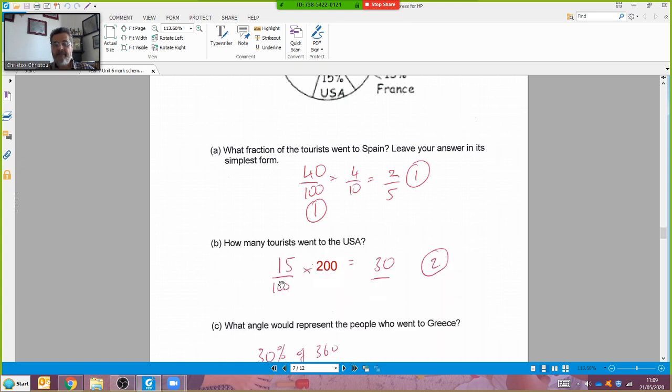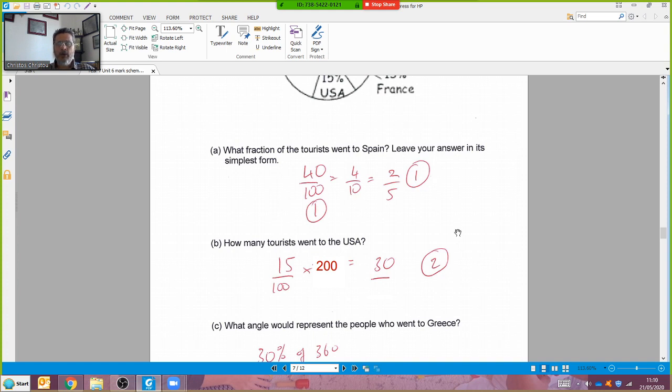So 15 out of 100 times 200. The reason that's there is because I got it wrong originally and I blanked it out and redid it and typed it in. So here we go. I can cancel my 2 zeros because 100 goes into 200 twice, and 15 times 2 is 30. 30 tourists went to the USA. 2 marks for that and for that.